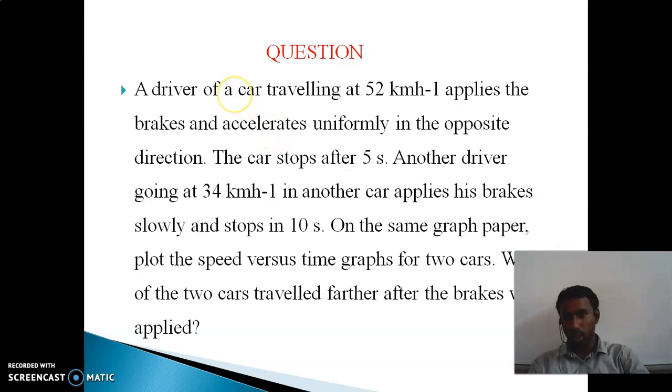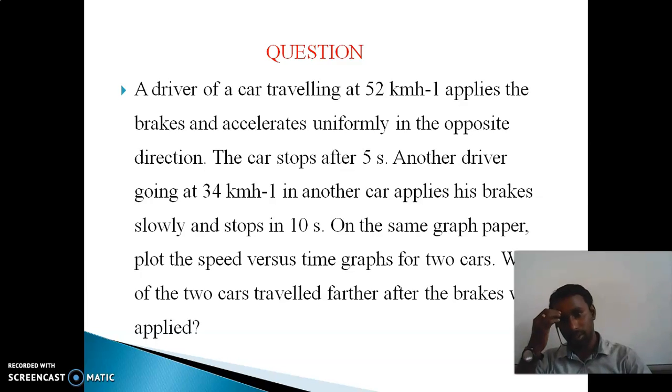If we find the slope of the line alone, we can find the acceleration of the vehicle. If we need the acceleration of the vehicle, we have to take the slope. If we find the area under that straight line, in that case we can find the distance traveled by the object.